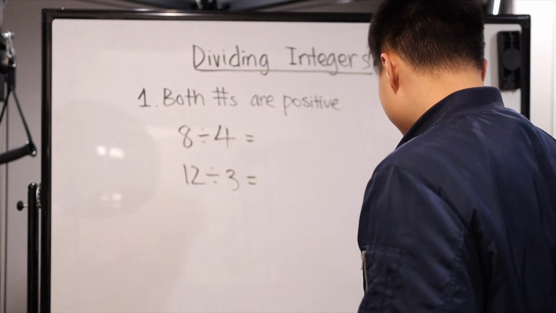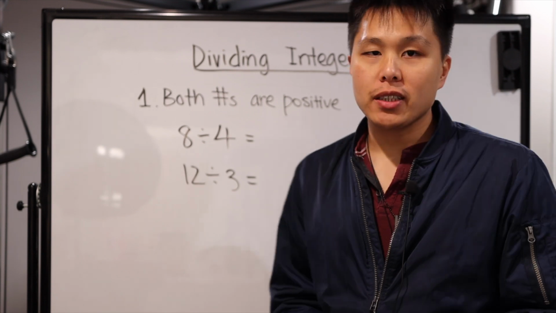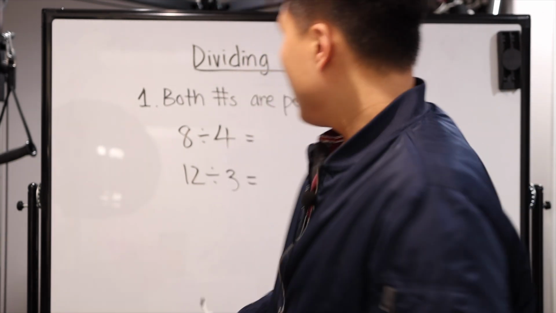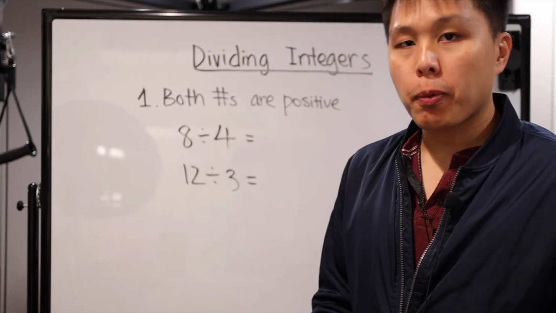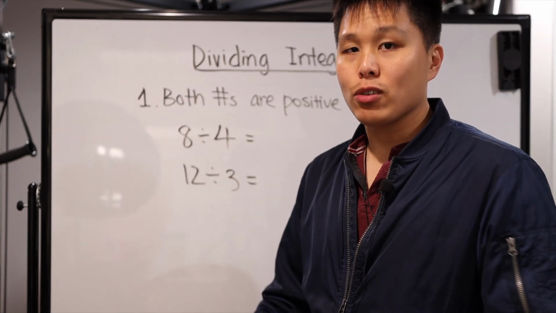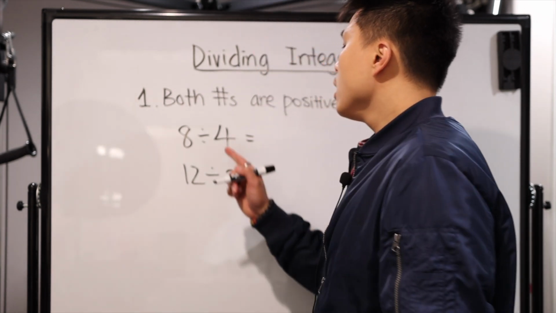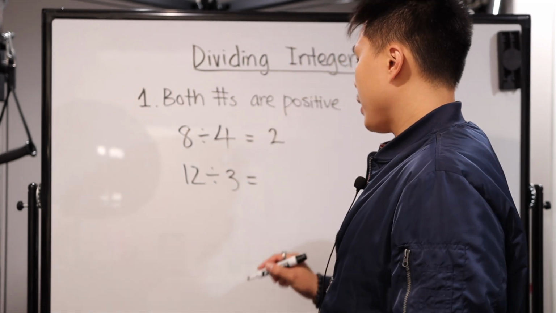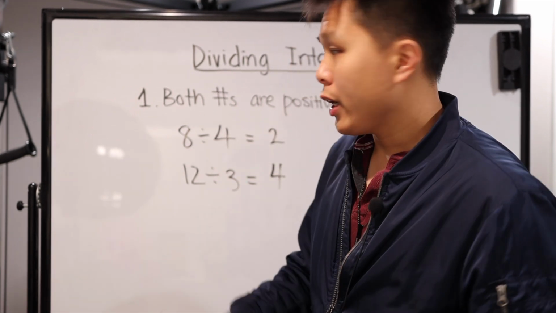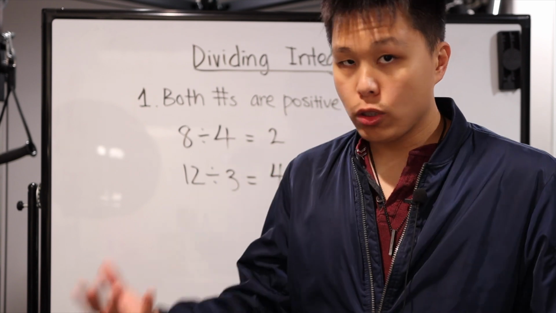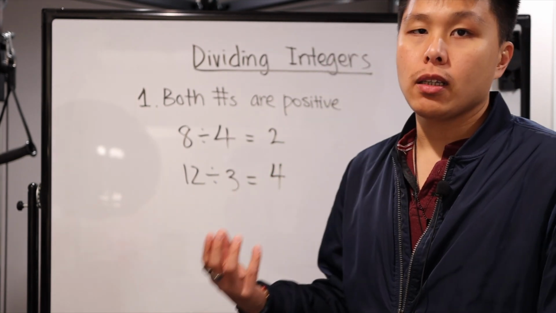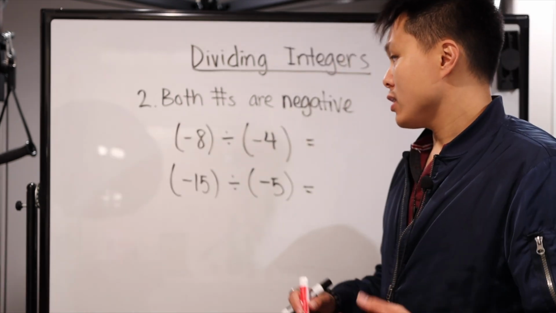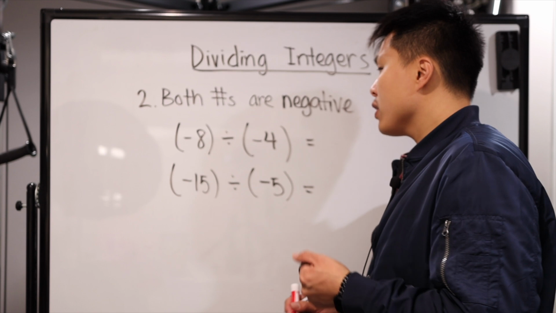First case is always the most simple. Both numbers are positive. Guess what? This is not really focused on arithmetic. I do have videos on arithmetic, but basically when both numbers are positive, you just divide like you would normally in basic arithmetic, right? 8 divided by 4 is 2. 12 divided by 3 is 4. And of course, you can have situations where it doesn't end up as a nice whole number. You can have a situation where it ends up as a nice fraction or decimal, depending on how you like it.